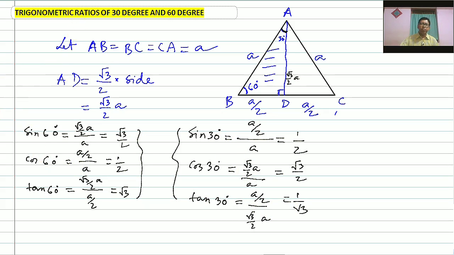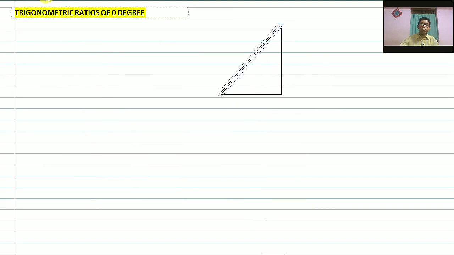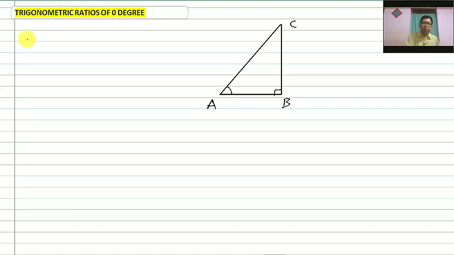Next, trigonometric ratios for 0 degree. This is very important. Let us consider that it is your triangle ABC and right angle at B. Okay, right angle at B, and this is your angle considered. Now this is very important, observe carefully.